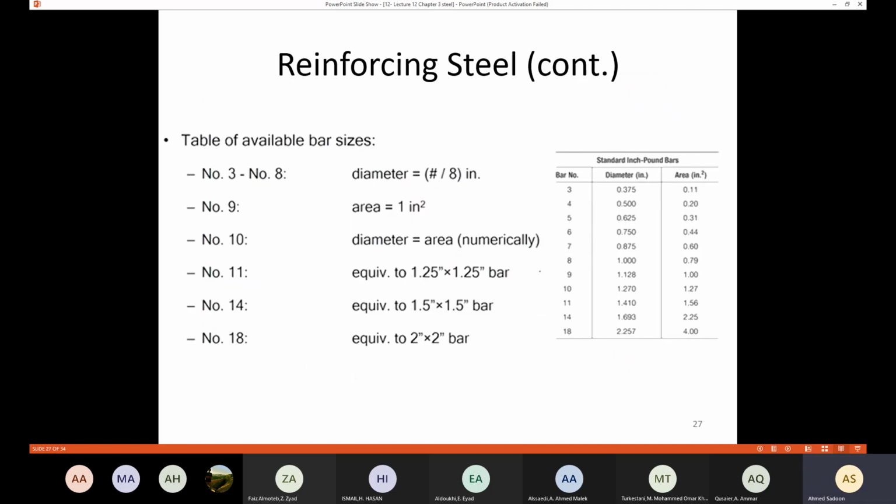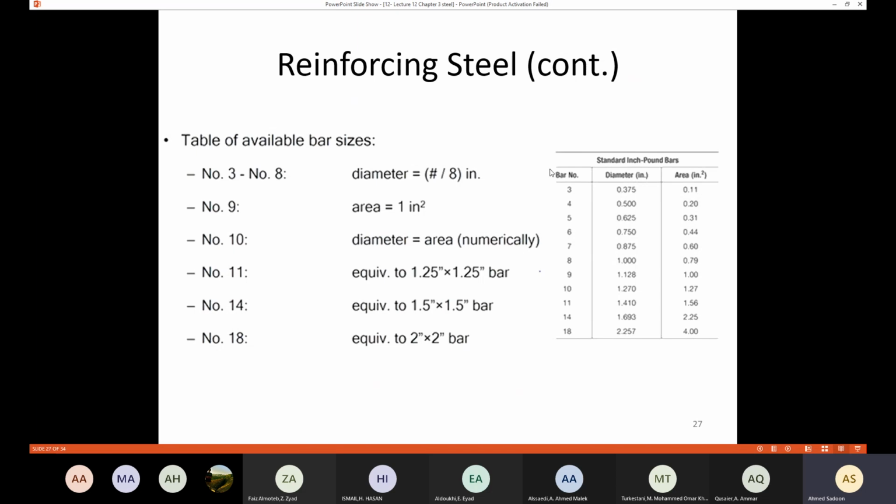Also, we need to know the available bar sizes. Those reinforcing steel, they come in different bar sizes. So here we have bar number 3, 4, 5, 6, 7, 8, 9, 10, 11, 14, and 18. Okay. For example, here, bar number 3, it has a diameter of 0.375 inch and the area is 0.11. So each and every bar number has its own diameter and its own area.